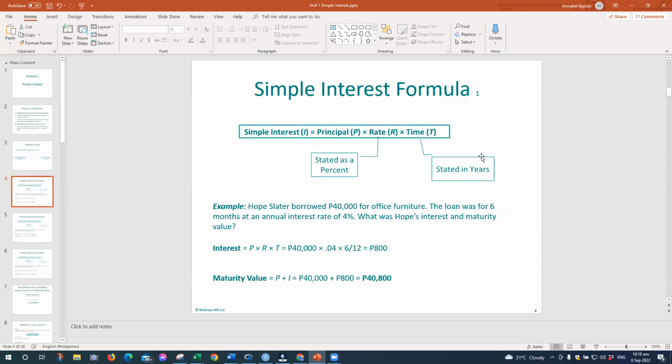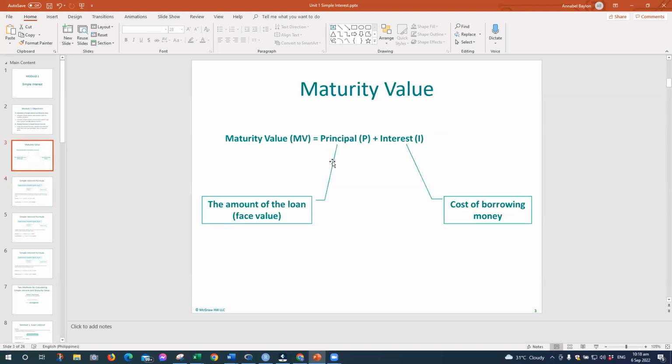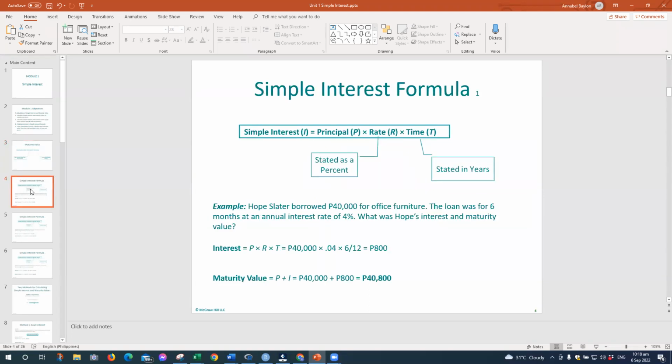Let's take a look at the formula for simple interest, because simple interest is needed to compute for the maturity value. The maturity value is equal to the principal plus the interest. So if we know the principal, we have to know the interest in order to compute for the maturity value. Simple interest is the principal times rate times time, or others call this PRT.